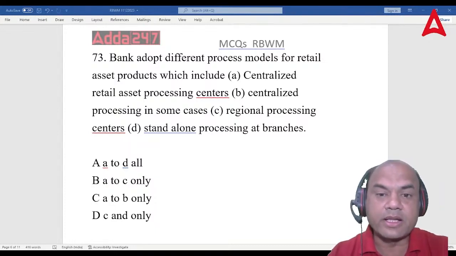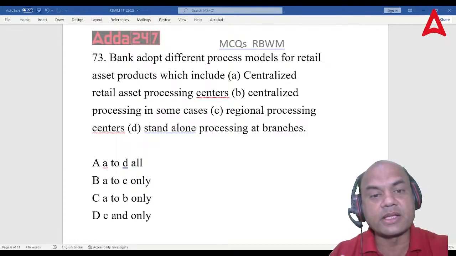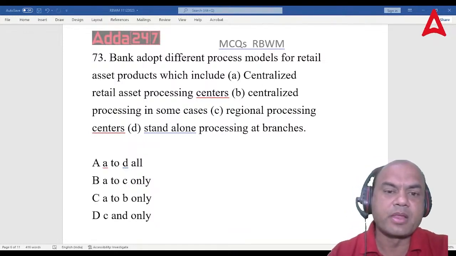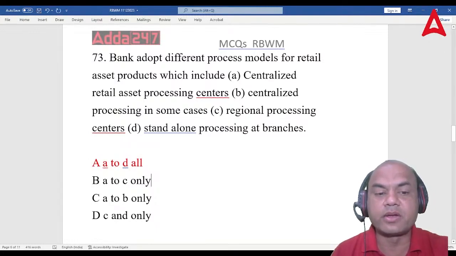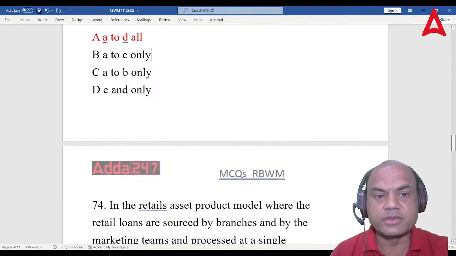Sometimes there is only retail asset. Sometimes centralized is done for all the products. Nowadays, all the products are centralized, almost all, right? Banking products, retail processing centers, and standalone. So the answer is A to D, all of them. Okay, got it? Next one.